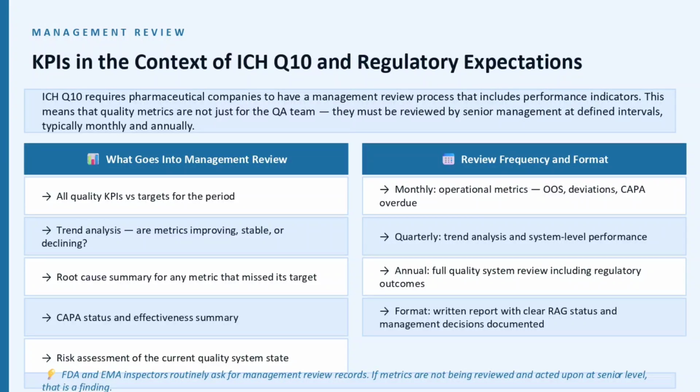All of these review outputs must be formally documented. Minutes of the management review meeting, including the decisions made and the owners assigned to actions. Inspectors ask to see these records. If the records do not exist, the review did not happen in a regulatory sense. And that is a finding.